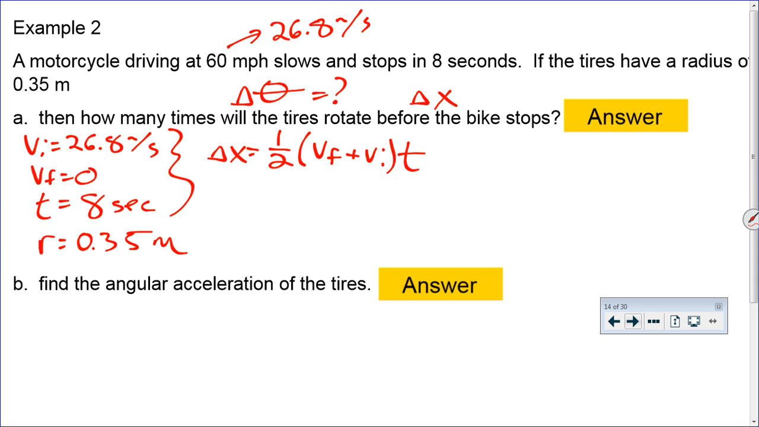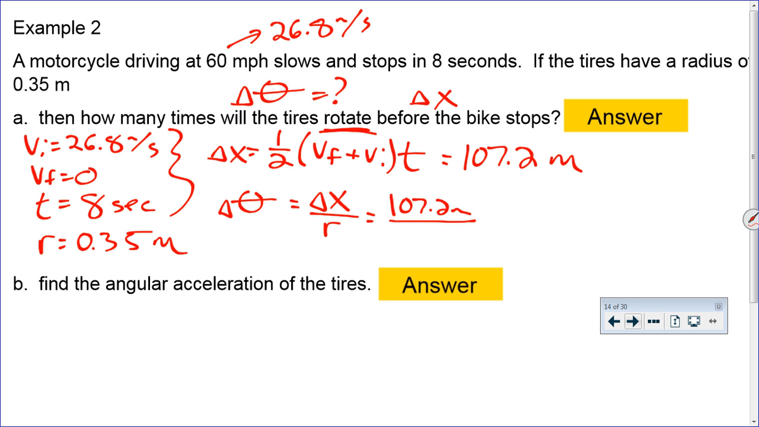So plug in your numbers. You're going to get 13.4 times 8, so your linear displacement is 107.2 meters. Now we want to find our delta theta, specifically in rotations. So option 1, use a jumper and then convert radians to rotations. Delta x over r: 107.2 meters over 0.35 meters per radian gives 306.3 radians. Then convert that to rotations by dividing by 2 pi to get 48.7 rotations.